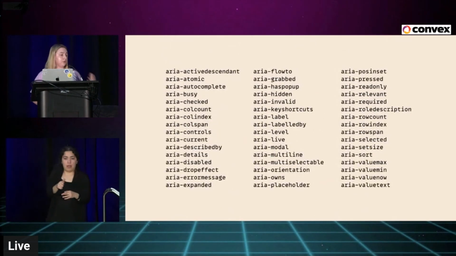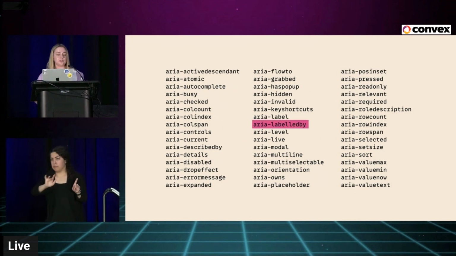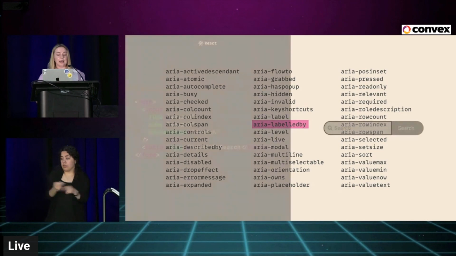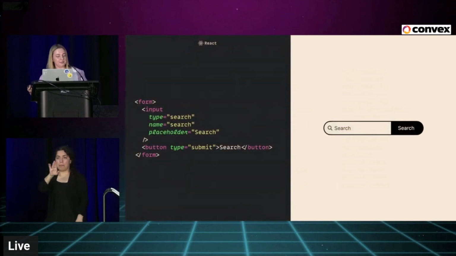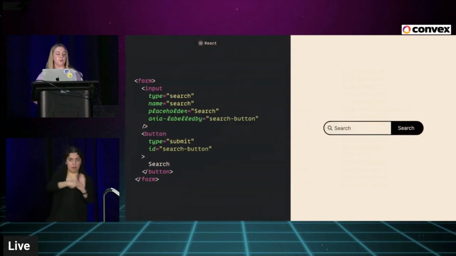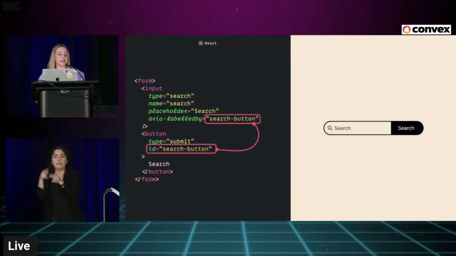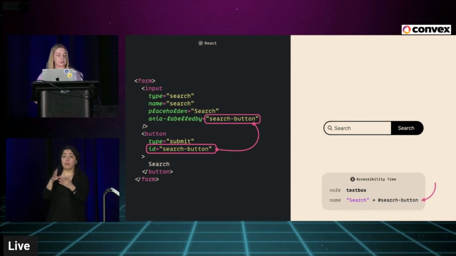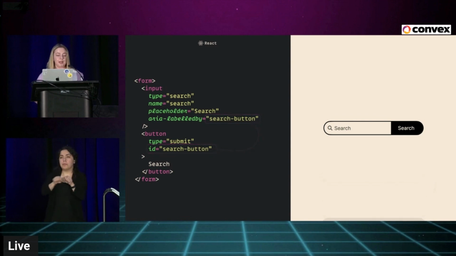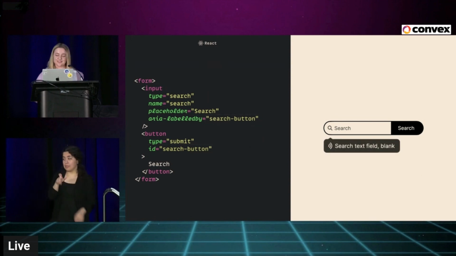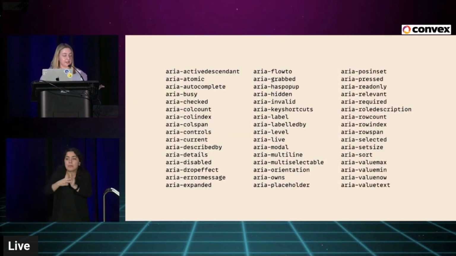Additionally to roles, there are a lot of different ARIA attributes. They're all prefixed with aria-something, and in our case, we can use aria-labelledby to use a non-label element in order to provide an accessible name for our input. So we can connect it again by ID here, and in that case, the contents of the button will be used as an accessible name for the input, and will be announced like this. Search, text field, blank. Yay, it works.